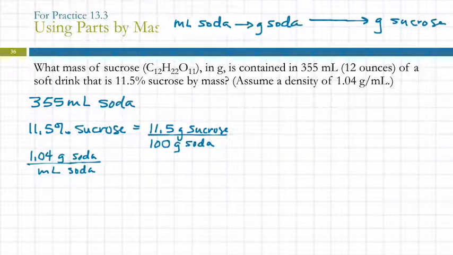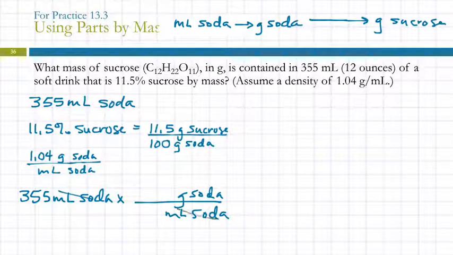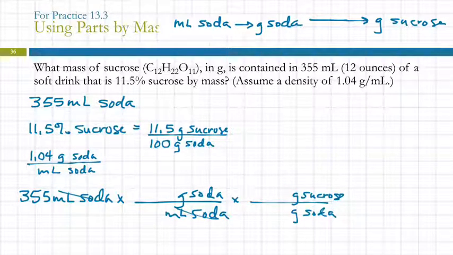So we're going to start with milliliters of soda, 355 milliliters of soda. And we're going to convert that to grams of soda. Milliliters of soda will be down here, so the units cancel out. From grams of soda, we're going to grams of sucrose. And we'll have grams of soda down here. Get the units in place first, and then put the numbers in. So this is the relationship between grams and milliliters: 1.04 grams of soda to 1 milliliter of soda. And then over here we've got 11.5 grams of sucrose per 100 grams of soda.